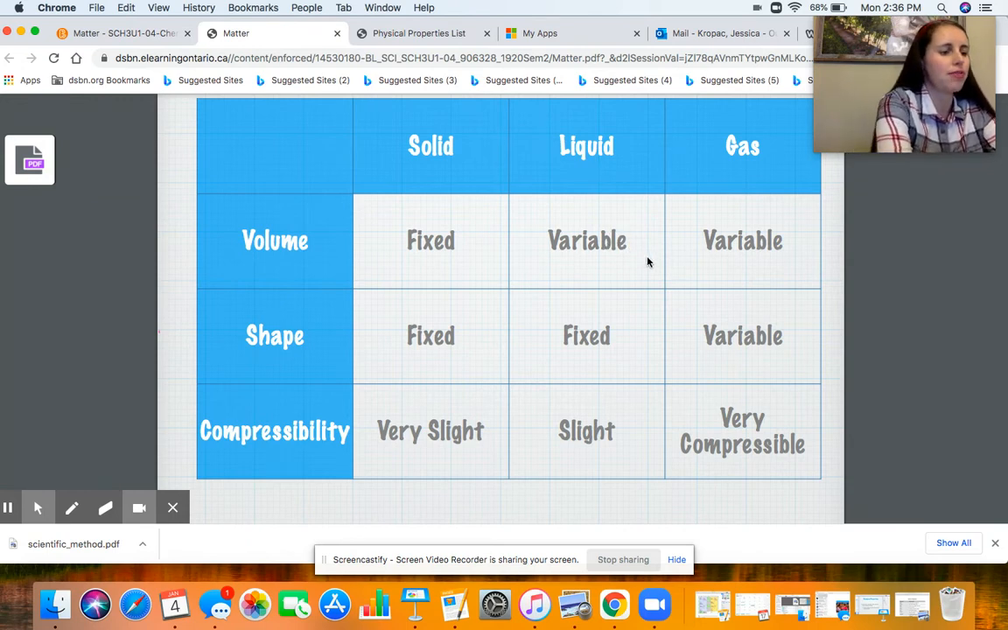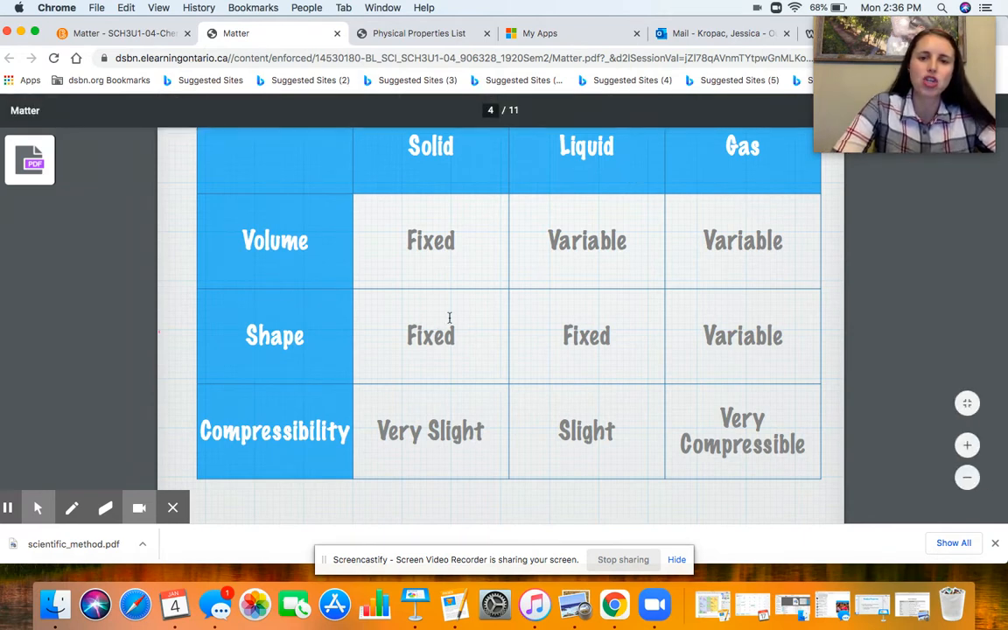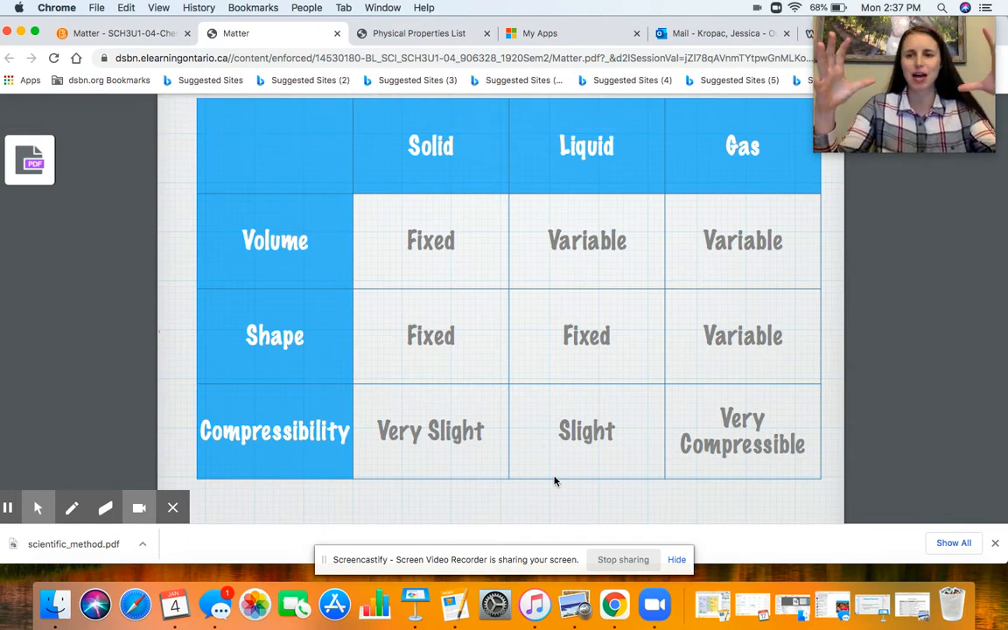For example, if I pour something into my mug, it is going to have the volume of the mug. Whereas if I pour the contents of that mug onto the table, I finished my coffee, don't worry, then all of a sudden that volume is going to change, and the volume is going to be the same as the puddle on my table. So for a liquid, the volume is variable, and for a gas, the volume is also variable. Shape: we say that the shape of a solid is fixed. We say that the shape of a liquid is fixed, but the shape of a gas is going to be variable. And compressibility is how much can I squeeze it, right?